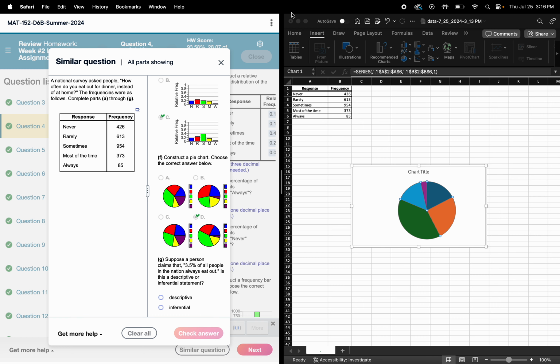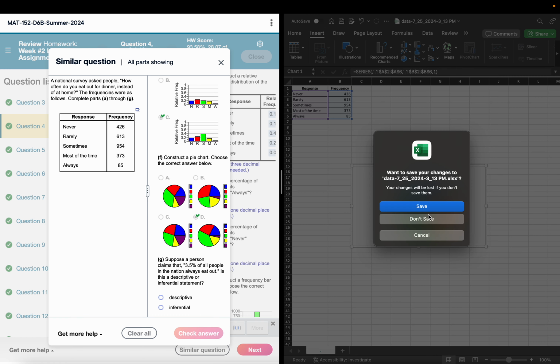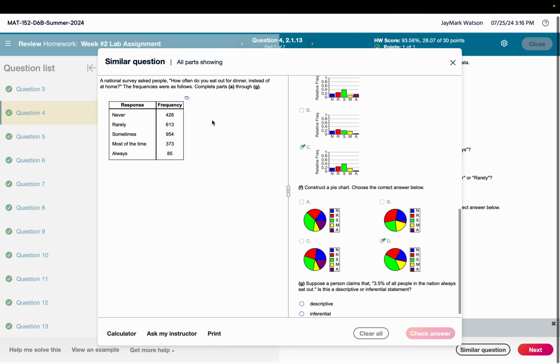For the final one, it's just a word problem, and I think we're done with Excel. I don't want to save this.